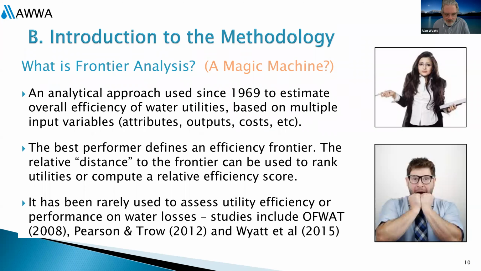And frontier analysis has been used going back to the late 60s, maybe even before, for overall efficiency of utilities, not just leakage or losses. It analyzes different utilities to identify a best performer, which sets an efficiency frontier. And then the distance in cubic meters or whatever to that frontier can be used to rank utilities or compare or compute an efficiency score.